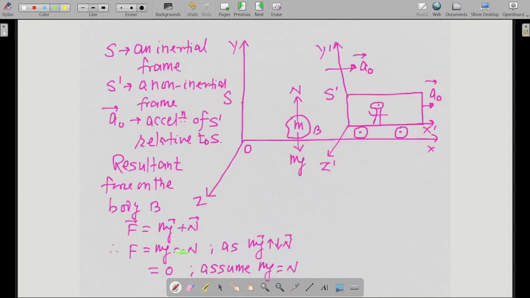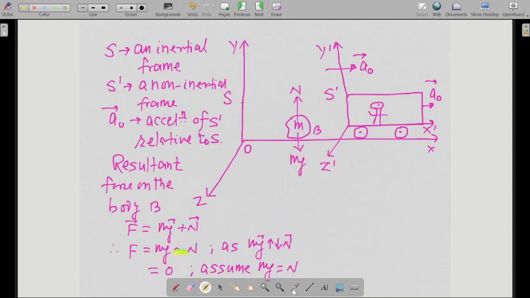Minus sign over here. Okay, that is mg minus N will be there. So mg plus N, so this will be mg vector plus N vector. So removing the vector sign and taking the downward direction as positive and upward direction as negative, what will you get? F, vector sign removed, equal to mg minus N. Okay, this green symbol shows the minus sign, negative sign.